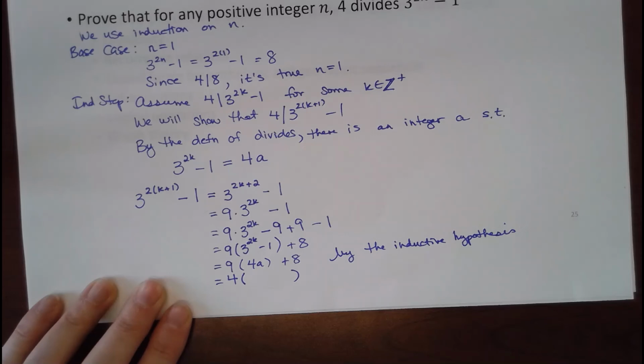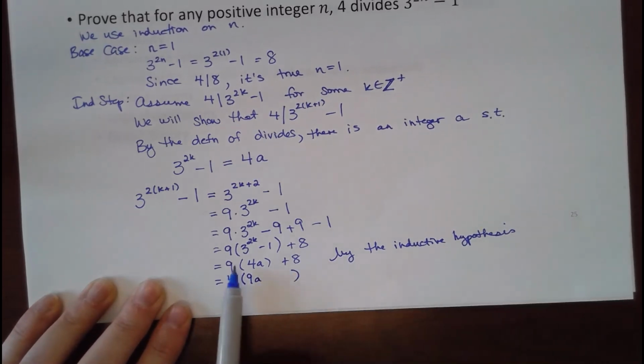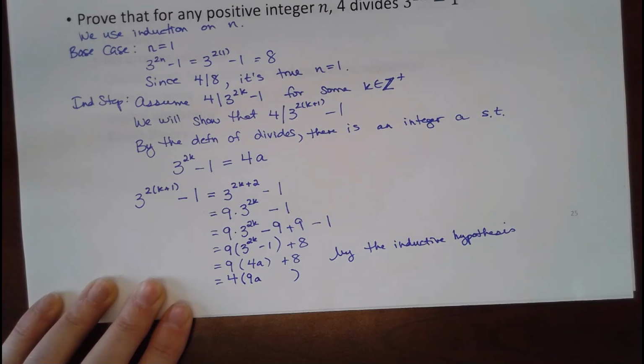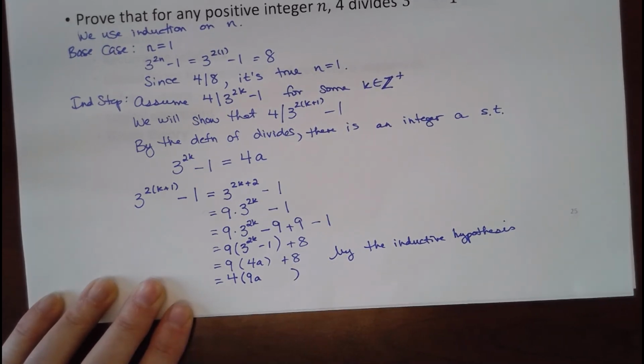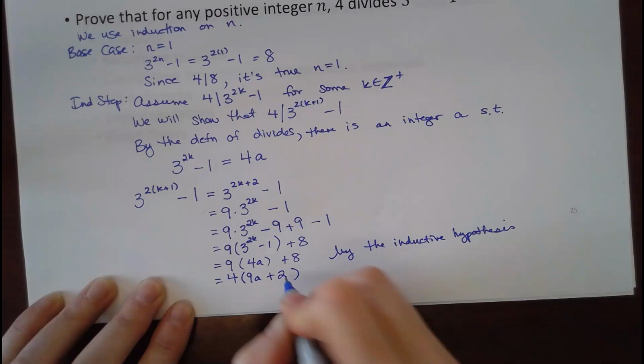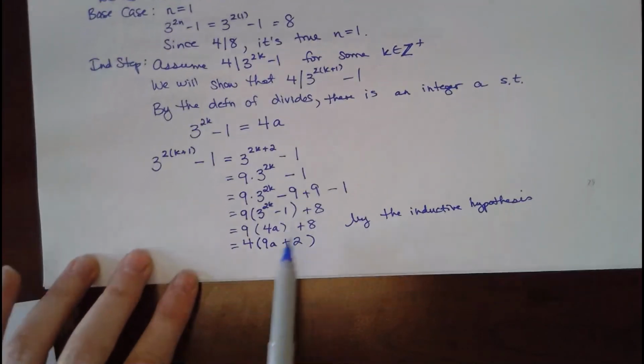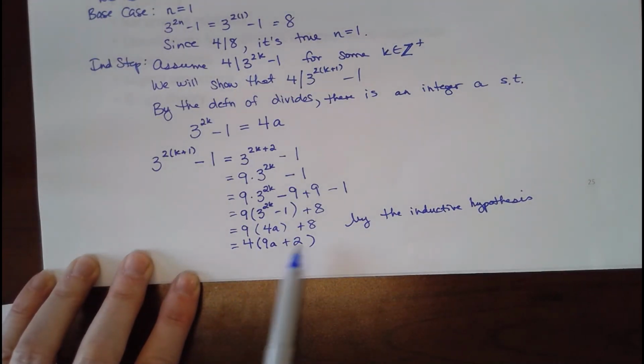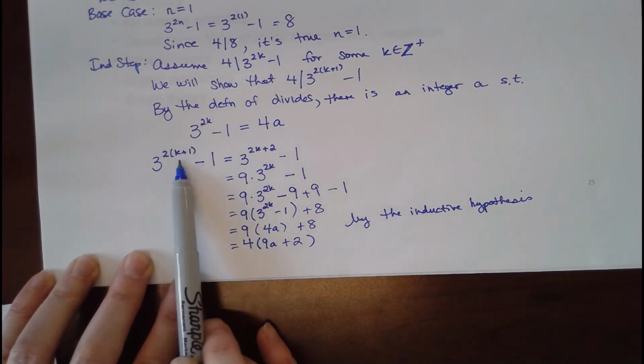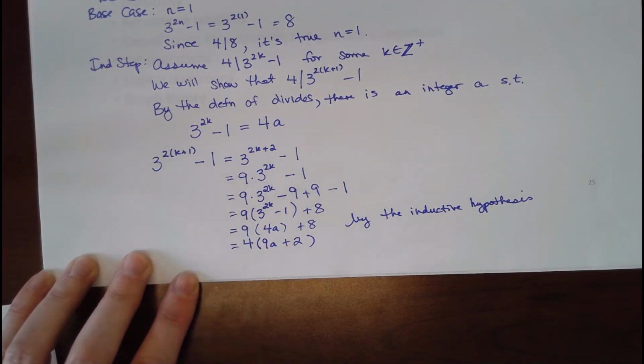Yep, Vaughn. 9a would give me that part. What about this part? Plus 8. Okay, not plus 8, because I've got to distribute it too. So 4 times 9a will give you that part, and then I've got to distribute it to this one to get the 8. Plus 2, right? Plus 2. And so the last step we have to do now is just show that this is indeed an integer. Then I would have 4 times some integer, so it has to be divisible by 4. So, can I guarantee that this is an integer?